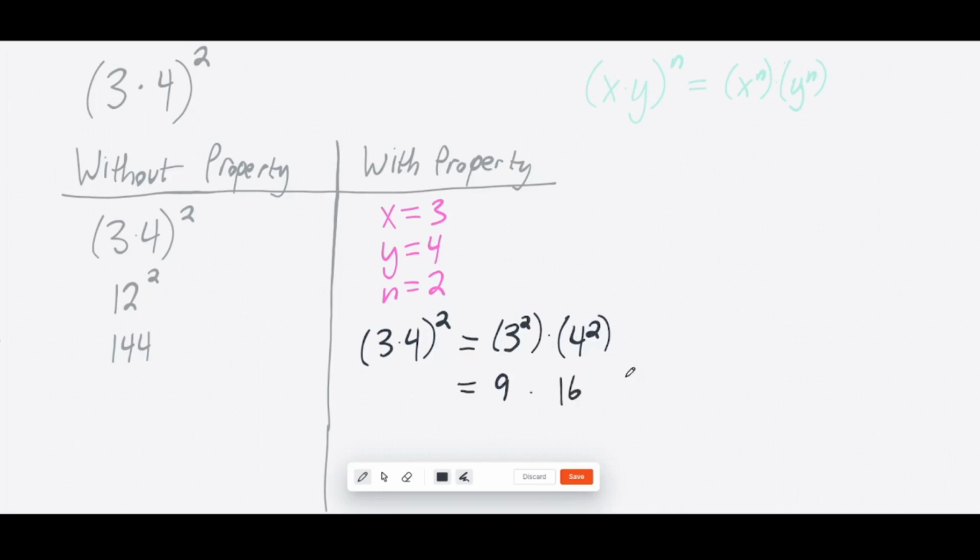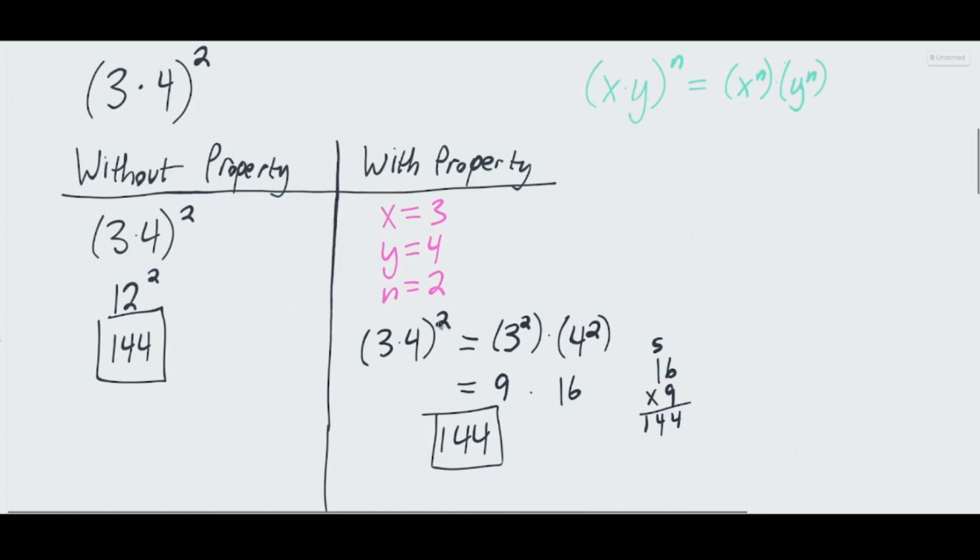Well, we could calculate this. So if we do 16 times 9 just by hand, so 9 times 6 is 54. So 4 carry 5. 9 times 1 is 9, plus 5 is 14. So you see we get 144 this way as well. So we get the same answer both ways, just to show you an example of how this property can be used to get the answer that we expect.